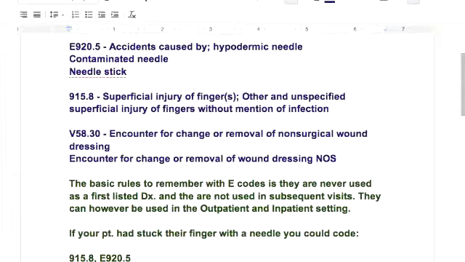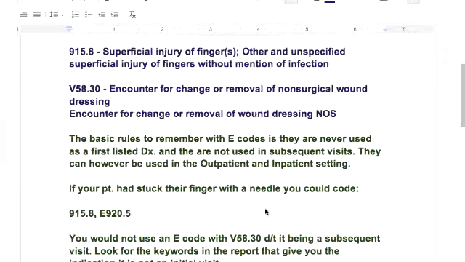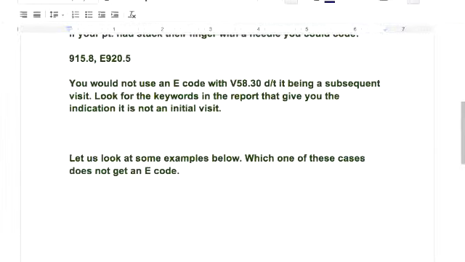If your patient has stuck their finger with a needle, so I'm going to assume a nurse was going to give an injection. I've even seen them do this with the kids. They'll take that syringe and stick it into the mattress so they know they're not going to stick themselves. So it would look like this, 915.8 with E920.5. Again, you would not use an E-code with V58.30 due to it being a subsequent visit. Look at your keywords in the reports that give you the indication it's not an initial visit.